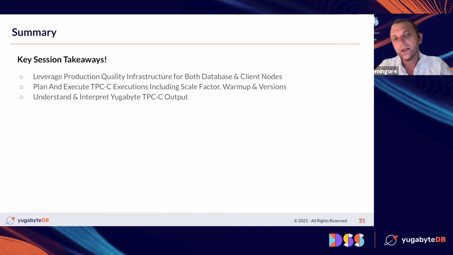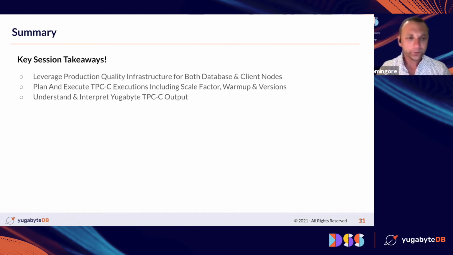Secondly, plan and execute your TPCC executions, including scale factor, warm-up time, and the versions, both the version of the database and the version of the Yugabyte TPCC application. Plan all that out. We did not talk about the database version itself today because it's a bit of a side topic. It does correlate to this topic, but it's not directly in it. So think about the database versions as well. We have an odd and even release cycle, which is another topic very well documented at docs.yugabyte.com. You can learn about the releases and plan out which specific database version you would like to target for your benchmarking.